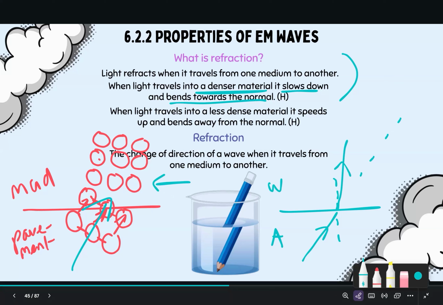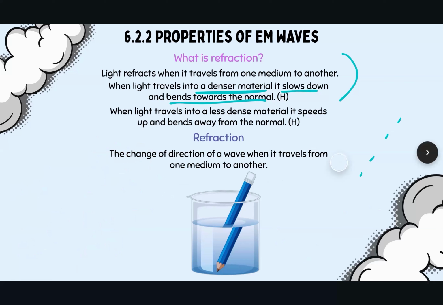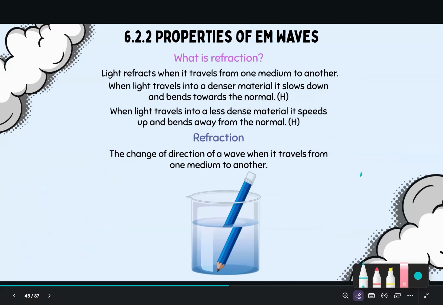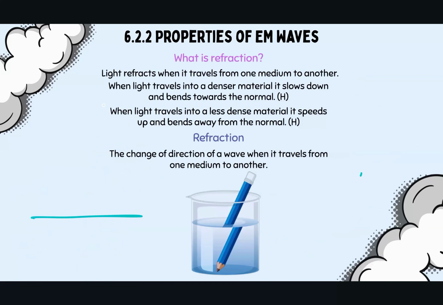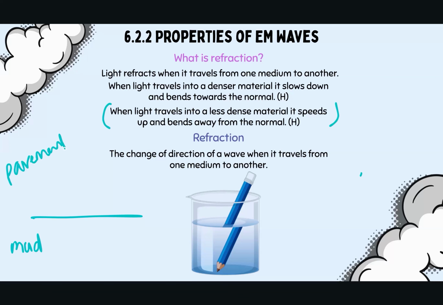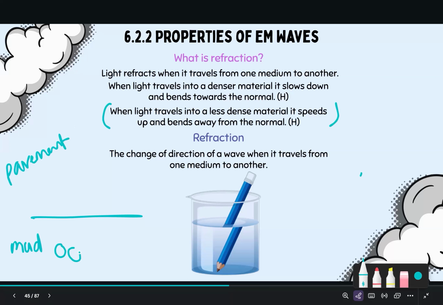Okay, so let's look at that same example now in reverse. So we're looking at when light travels in less dense material, it speeds up and it bends away. So this time, the 3 friends are in the mud and they're about to get back onto the pavement again. So they're walking in the mud, moving this direction.